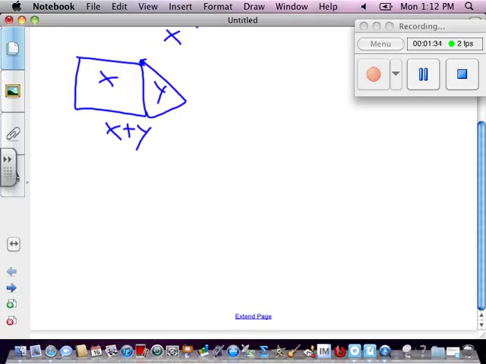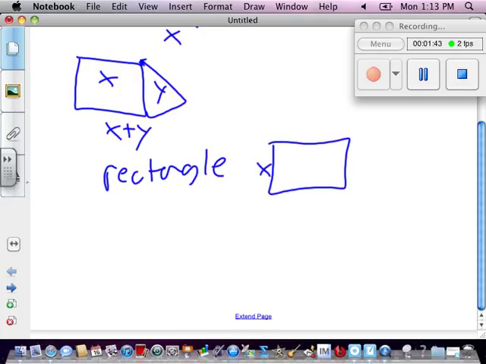All right, area of a rectangle. So let's draw. We've got a rectangle. You've got this on your sheet. Sometimes pictures next to it help, so you might do this. We've got length times width is the area of a rectangle.